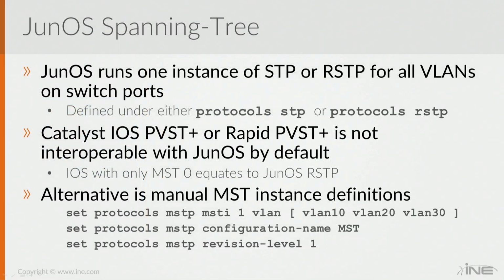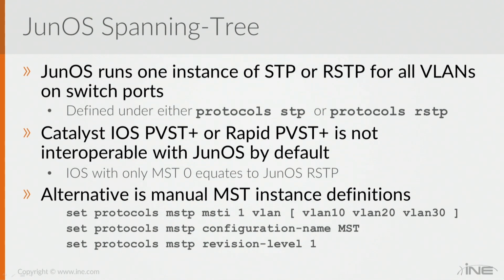But again, the point being here is that in Juno S, assuming they're running rapid SpanningTree, they're only running one instance of this, so it's not automatically backwards compatible with Catalyst per VLAN SpanningTree. So a simple solution in the Catalyst world, just say SpanningTree mode is MST. That's going to collapse everything down to MST 0, and then they will be able to run SpanningTree together.